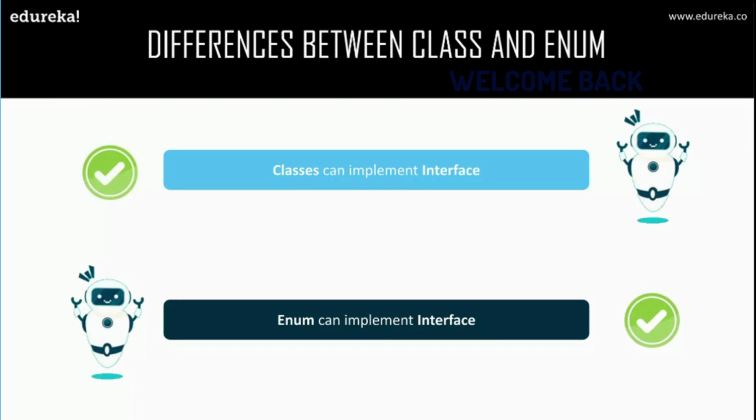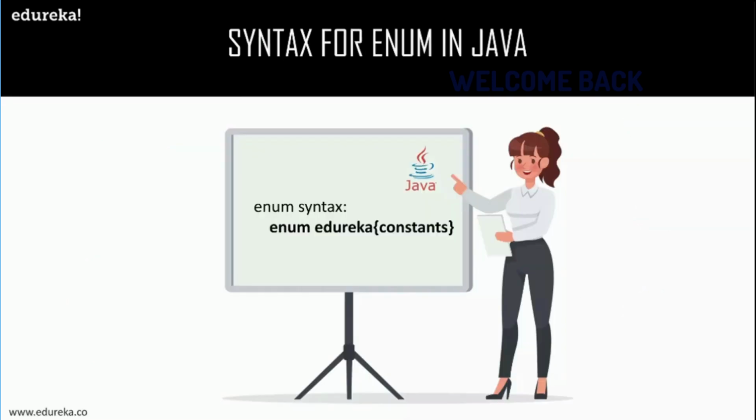So a Java enum internally inherits the Enum class, so it cannot inherit any other class, but it can implement many interfaces. We can have many fields, constructors, methods, and main methods in a Java enum. So the syntax for implementing an enum is you write the keyword enum, the name of the enum, and within the brackets specify the constants.